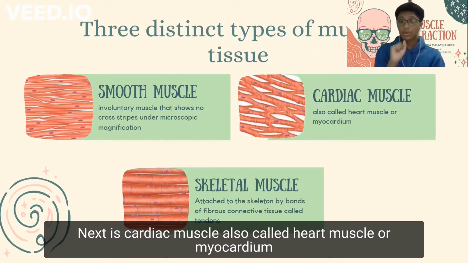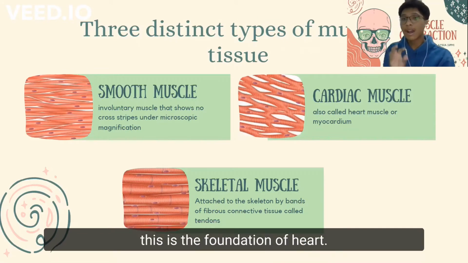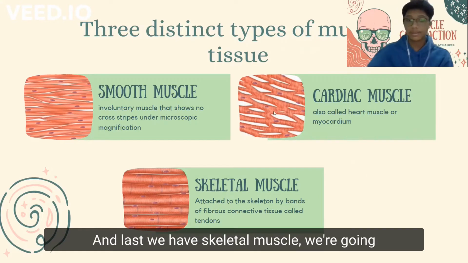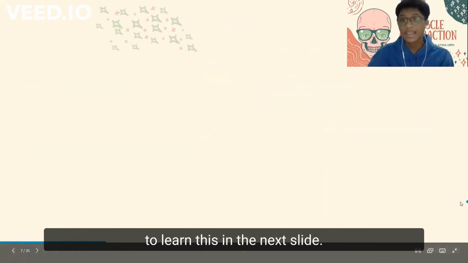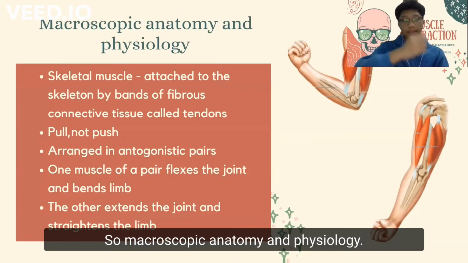Next is cardiac muscle, also called heart muscle or myocardium. This is the foundation of the heart. And next we have skeletal muscle. We're going to learn this in the next slide. So skeletal muscles, microscopic anatomy and physiology.